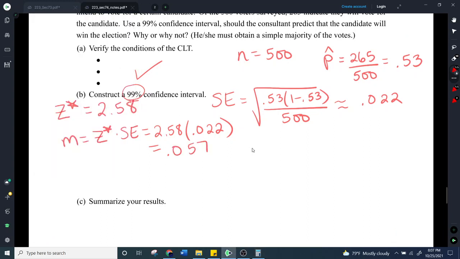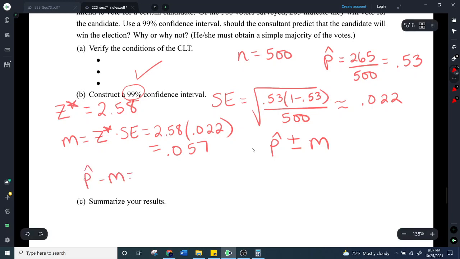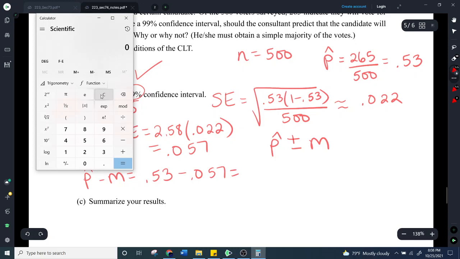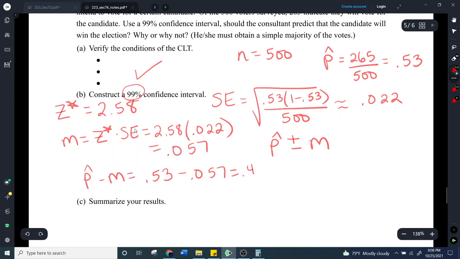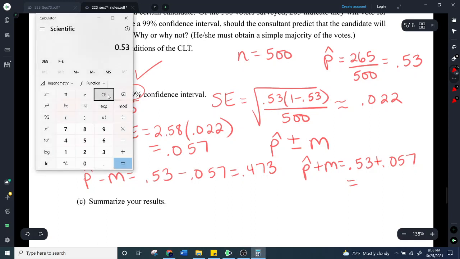All right, so to calculate my confidence interval, I'm going to do P hat plus and minus the margin of error. So my lower bound, P hat minus the margin of error, is going to be the 0.53 number minus the 0.057 that I just computed. So that's going to be 0.53 minus 0.057, and I'm getting 0.473. My upper bound is P hat plus the margin of error, so that's going to be 0.53 plus 0.057.